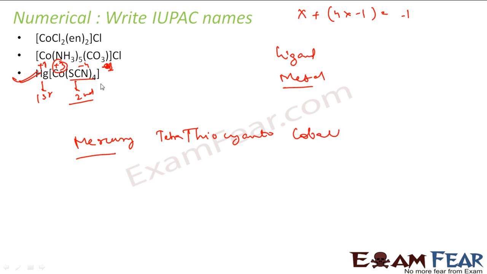Now cobalt, please note that since the whole thing has a negative charge, it's an anion complex, so write cobaltate. And the charge here is 3. So one thing you have to note is that if the charge is negative, then the metal ion name becomes cobaltate or nickelate.